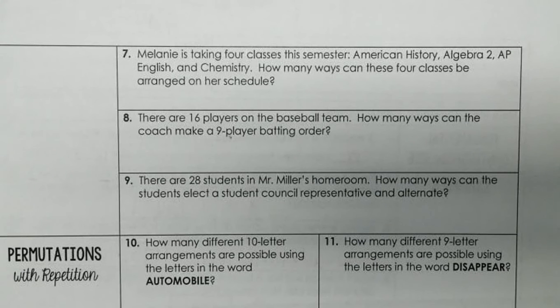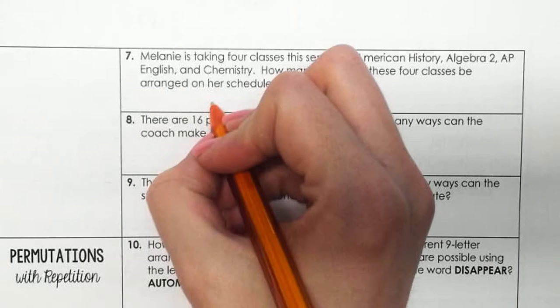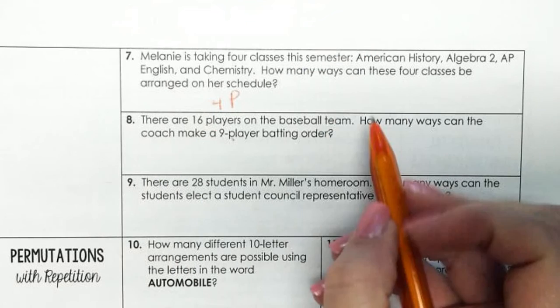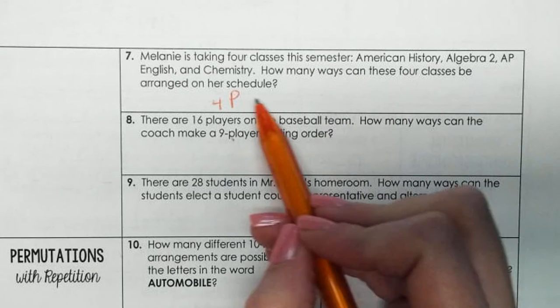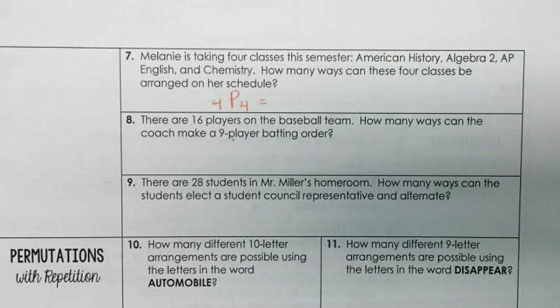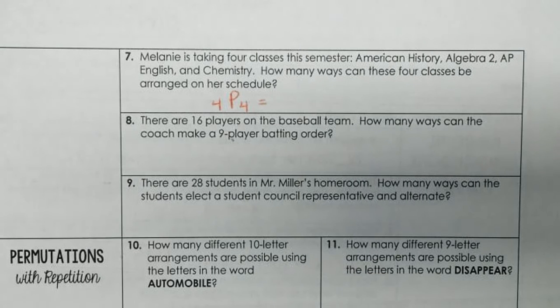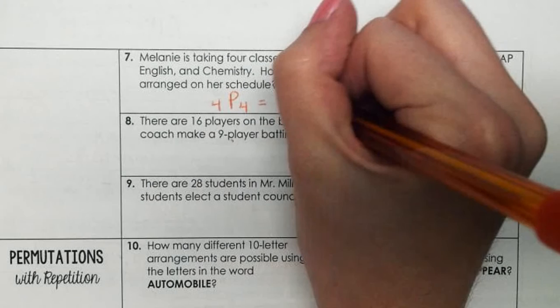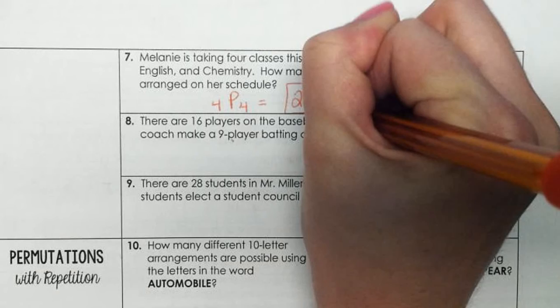Okay, number 7. Melanie is taking 4 classes this semester. American History, Algebra 2, AP English, and Chemistry. 4 classes total, so 4P. How many ways can these 4 classes be arranged on her schedule? So she's using all 4. So you're going to type into your calculator math, go over to the right, go down to NPR, and type 4 and 4. So you get 24. It's only 24 ways.